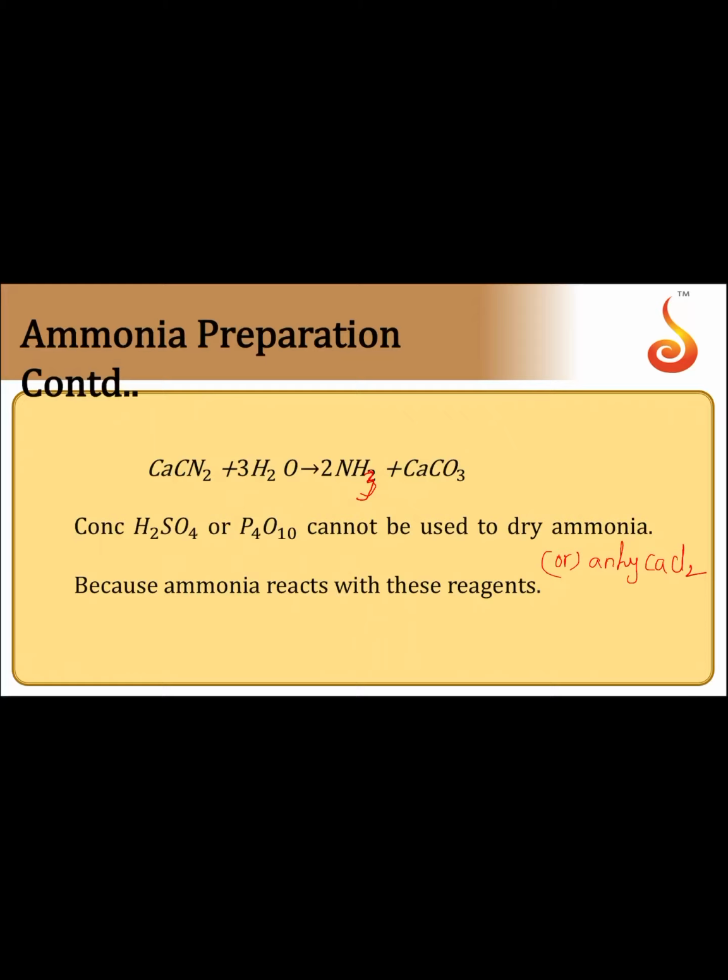calcium cyanamide on hydrolysis, on reaction with water, forms ammonia and CaCO3. This ammonia formed can be dried by using CaO, quicklime. It cannot be dried by using concentrated H2SO4, P4O10, or anhydrous CaCl2, because these will react with ammonia.